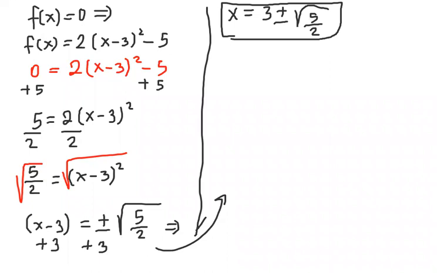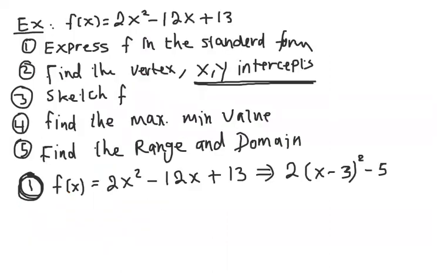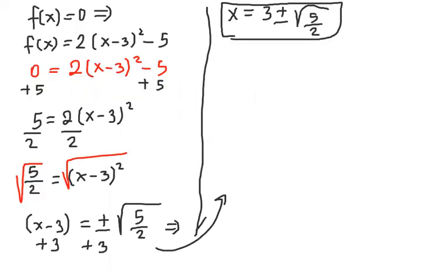Now let's go to the third part, sketch f. Number 3, sketch f. So we find the vertex, we find the x and y intercepts, and we also find the standard form from parts 1 and 2. We can sketch the function f. Let me show you how we can sketch the function f. So the third part, sketch.